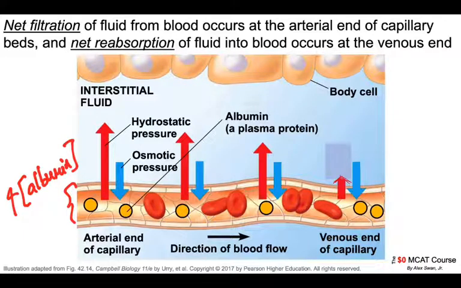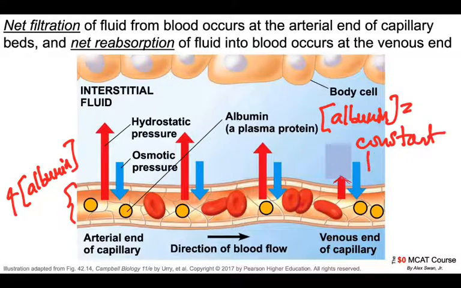Now, why is the osmotic pressure constant as we move from the arterial to the venous end? Well, because we're assuming, and this is most likely the case, that the concentration of albumin is going to be constant throughout a capillary bed.